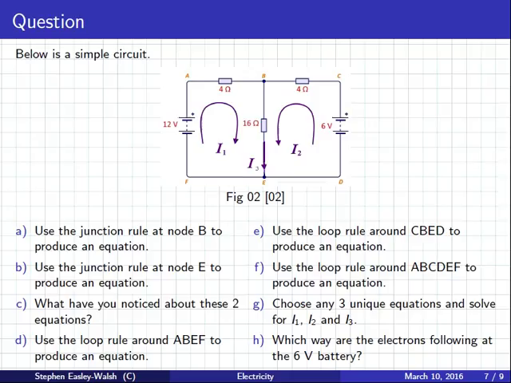Both loops? No, no, just do ABEF. You've done that? Okay. Did you write the ABEF loop? Okay, Fuang is going to give us the answer for ABEF. Go ahead. 12 minus 4 I1 minus 16 I2 equals 0. Correct. What did you get?